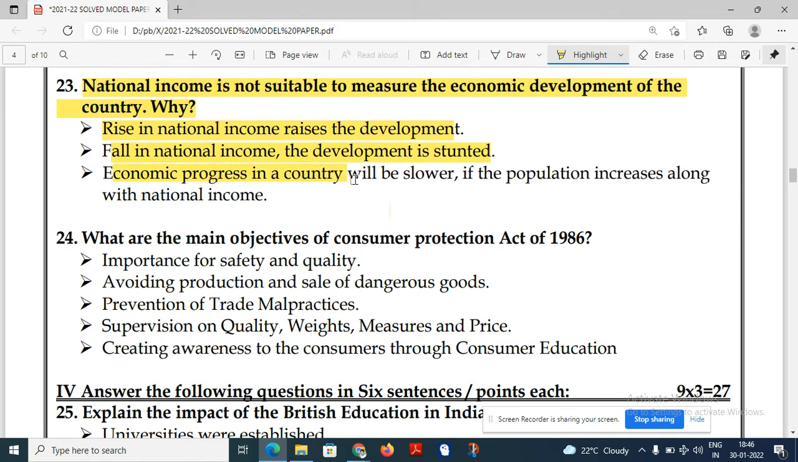Economic progress in a country will be slower where there is population increase along with national income. Sometimes the population increases along with the national income, so the progress of the country will be slower. So national income is also not a suitable indicator or parameter to measure the economic development.